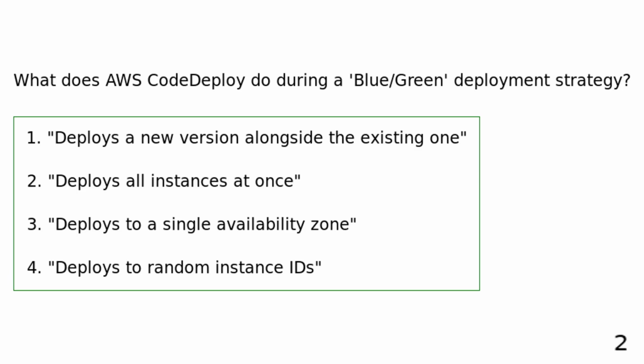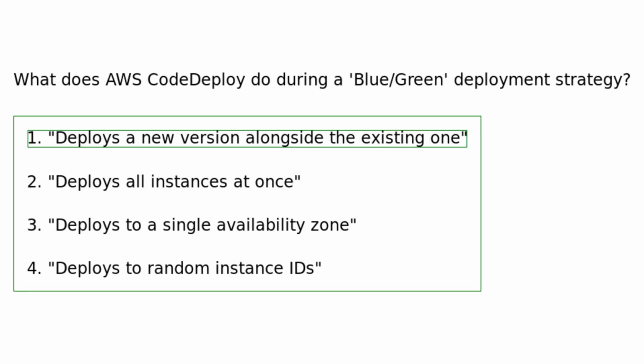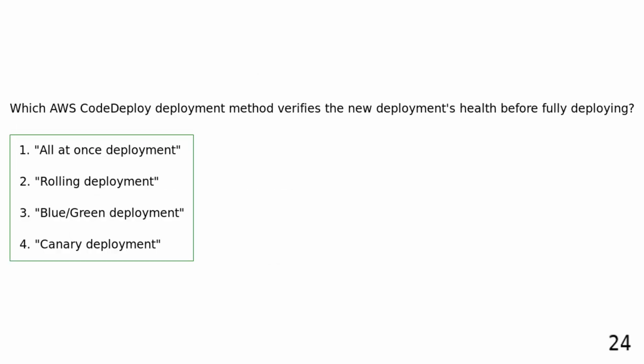Which AWS CodeDeploy deployment method verifies the new deployment's health before fully deploying? All-at-once deployment. Rolling deployment. Blue/green deployment. Canary deployment. Canary deployment in AWS CodeDeploy verifies the new deployment's health on a small subset of instances before proceeding with full deployment.